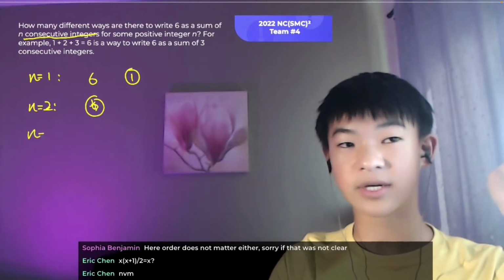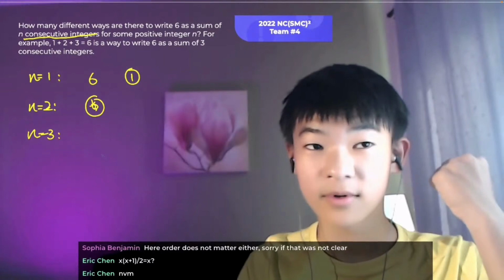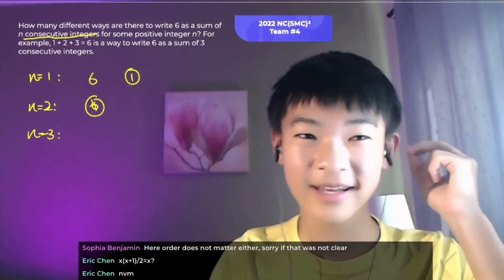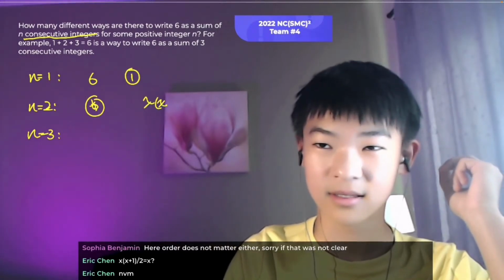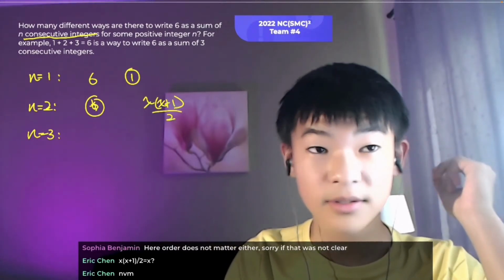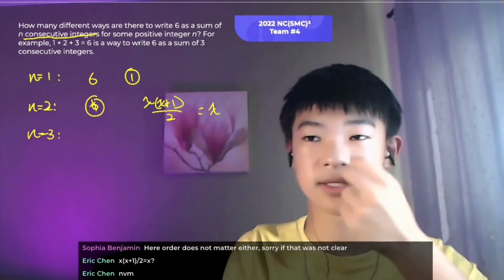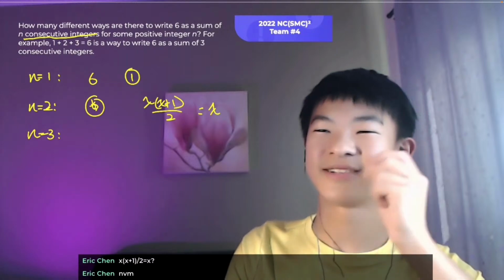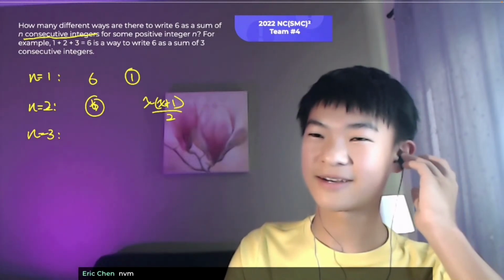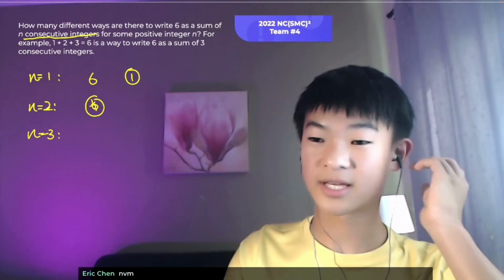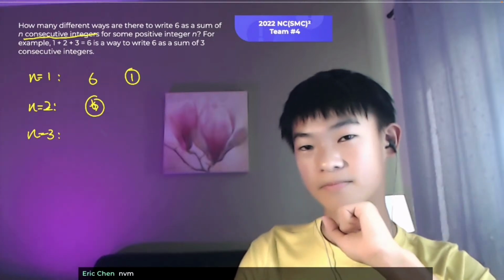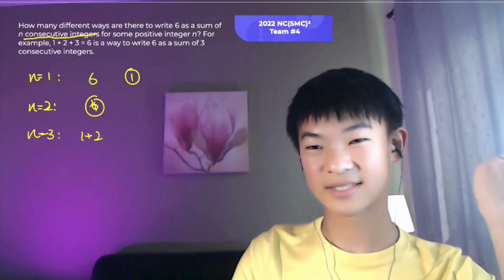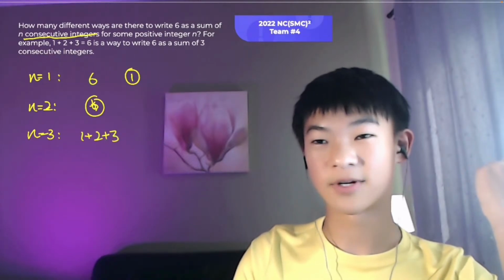Now for n equals 3, we would have, oh yeah, Eric, that is a correct way. So like sum these up, divide by 2 is equal to x. Wait, actually, almost there, basically. You're using the sum formula, and that would be a good way to approach these cases once the numbers get bigger. So now if n equals 3, we're already given that, which is 1 plus 2 plus 3. So that's one way.